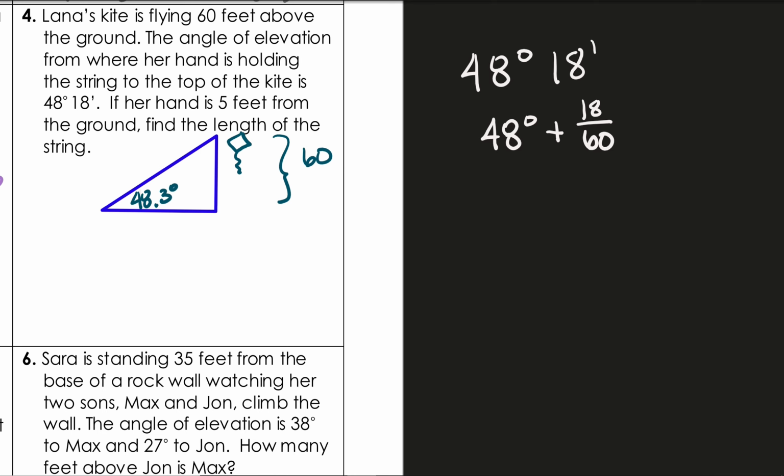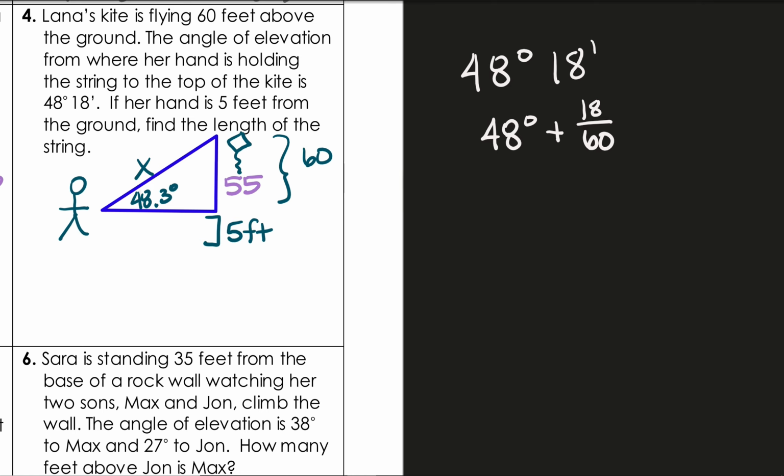And we want the length of the string. So that would be this. Now, here's what you have to consider. The string is not on the ground. It says where she's holding it is 5 feet off the ground. So when we use our height, we don't want to use the 60 feet because 60 feet would assume the kite to the ground. But the string isn't on the ground. The string is in Lana's hand, which is 5 feet off the ground. So this height here, we're going to say is 55 feet.